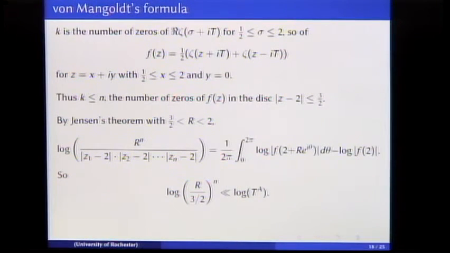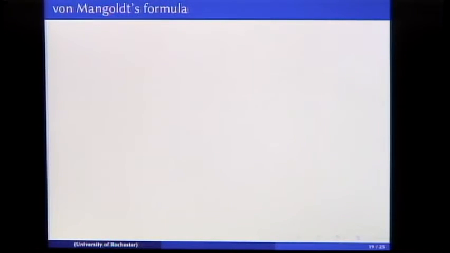What is f? f is just the zeta function up near height t. And by what I said about the Lindelöf mu function, the zeta function is no bigger than a small power of t. So the right-hand side is just log t. So from this, you get that n, the number of zeros inside the disk, is at most log t. k was less than or equal to that. k was the number on the real segment.